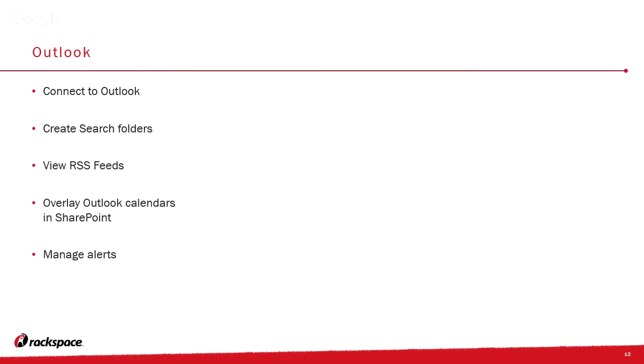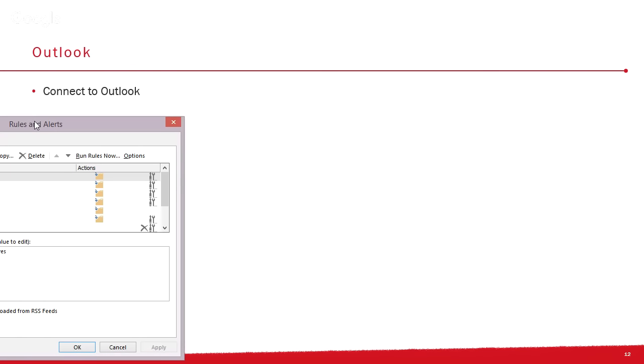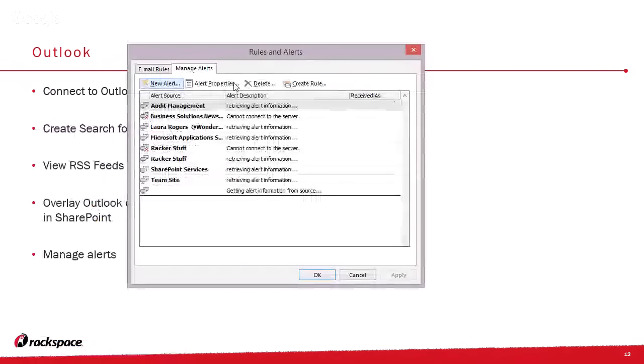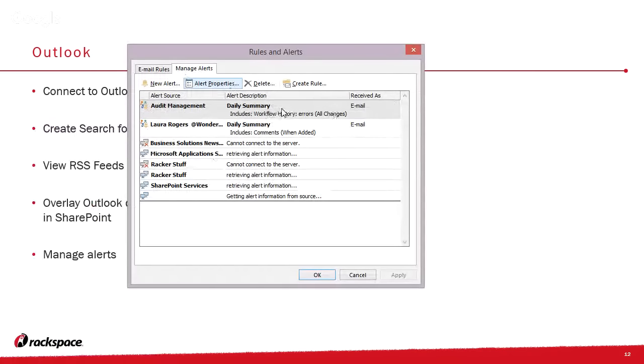Did you know this? You can manage all of your SharePoint alerts. If you're in Outlook, whatever version of Outlook you're in, if you click Rules and choose Manage Rules and Alerts, you'll get Rules and Alerts here, and you go to the Manage Alerts tab. And this actually has every single alert that I've created in any SharePoint environment that I'm in. A couple of these it can't connect to because I'm not on the VPN, or the site doesn't exist anymore or something like that.